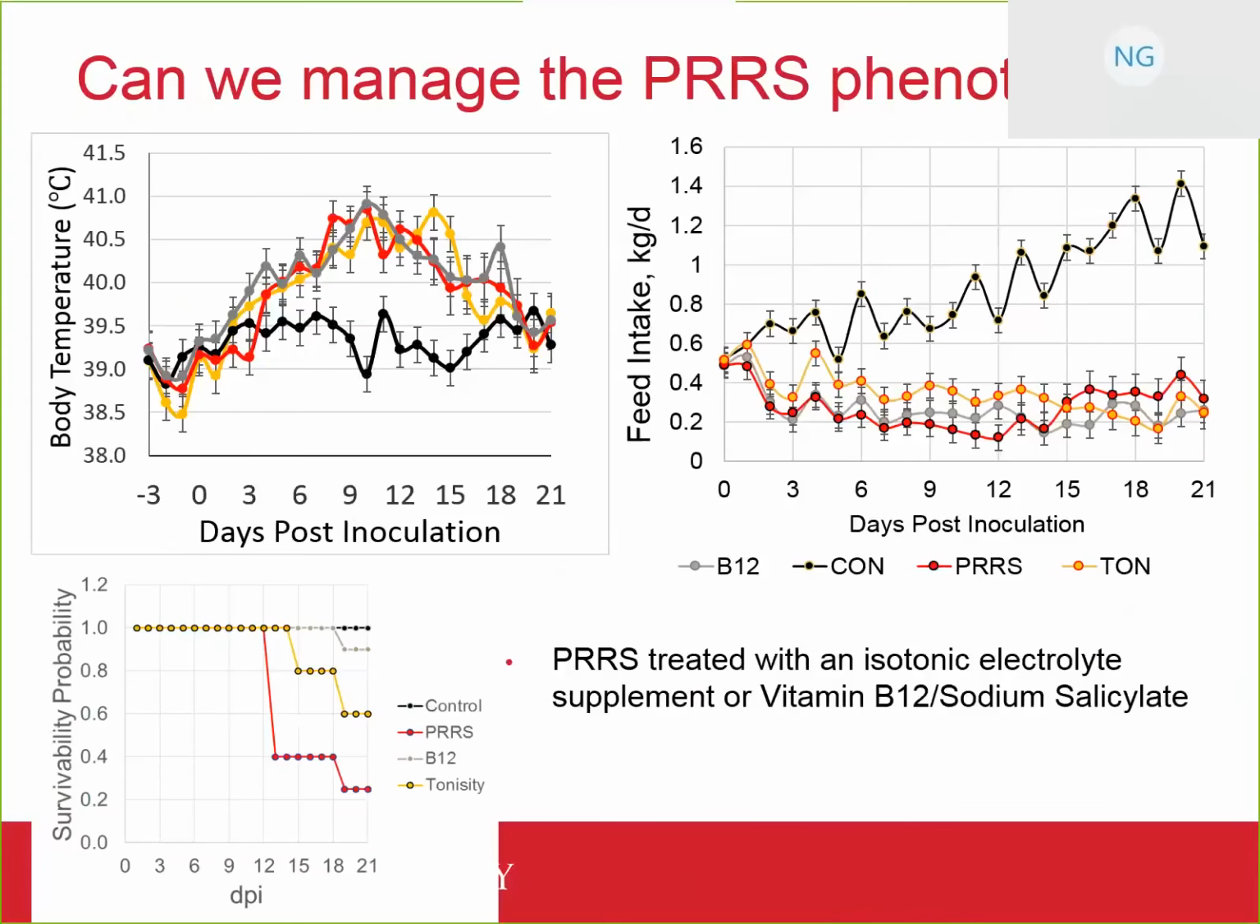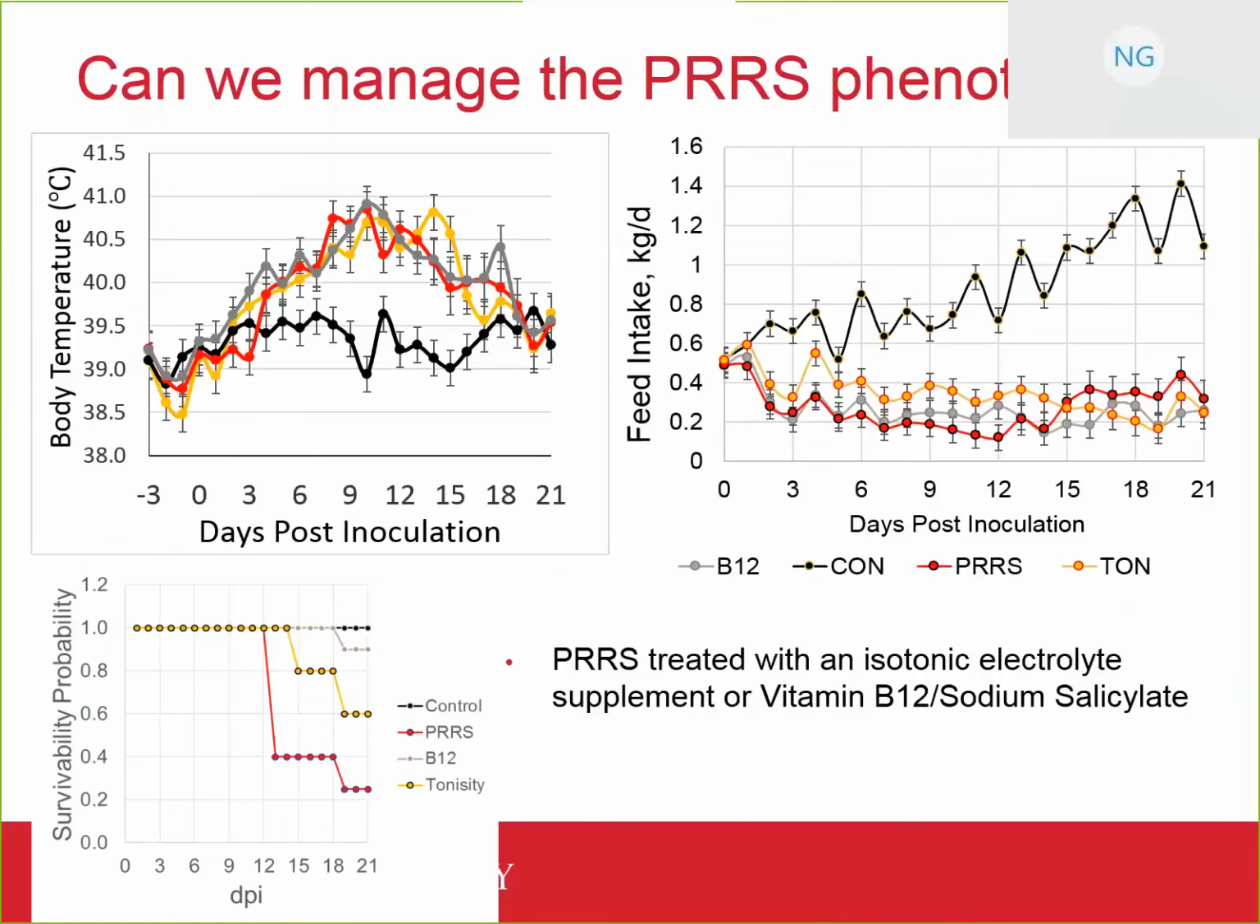Some other work that we've done, we've actually tried to manipulate appetite, and we did this study last year. What we tried to do is, can we manage the PRRS phenotype, especially the appetite phenotype and the febrile response to the fever, if we give these pigs a vitamin B12 treatment, so we injected pigs with vitamin B12, and we also fed them at the same time. We gave them an oral drench of sodium salicylate for 14 days. So every 7 days they had a vitamin B12 injection, and then we fed them sodium salicylate.